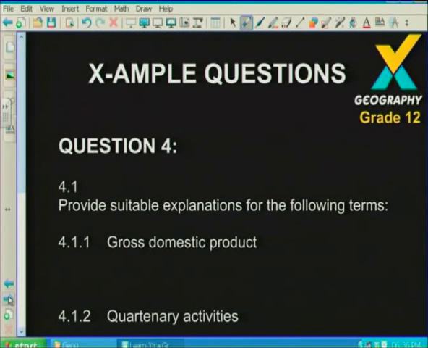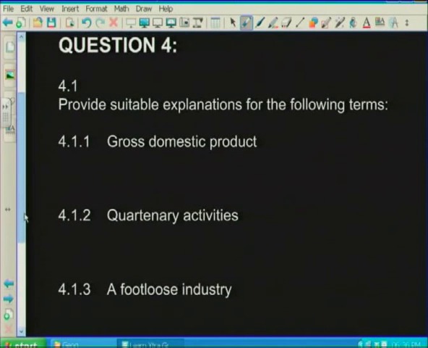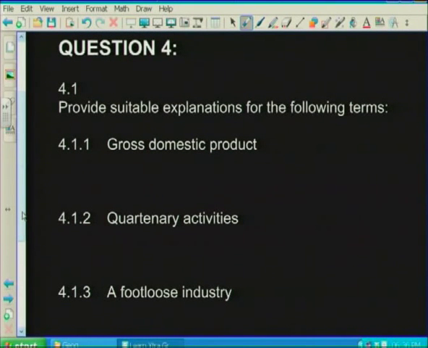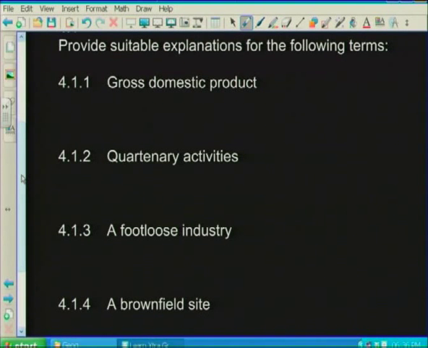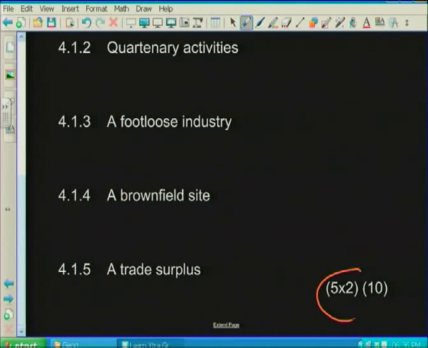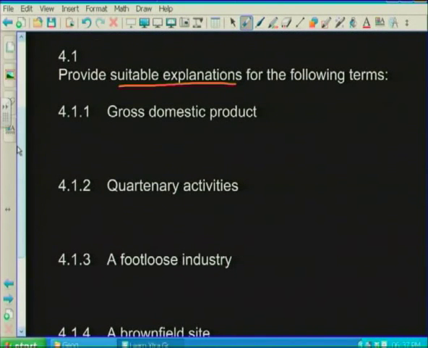Right, so let's look at some of those questions. Here's an example of an economic geography section B question 4 scenario in the exam. And you'll see they'll always start with the first couple of questions as being straightforward knowledge recall types of things. Provide suitable explanations for the following terms. So basically, give a definition or explain what the following things mean. And if you look at your mark allocation, it's worth 2 marks a shot. So you need a sentence nicely written up, constructed, and coherently answered to get your 2 marks.